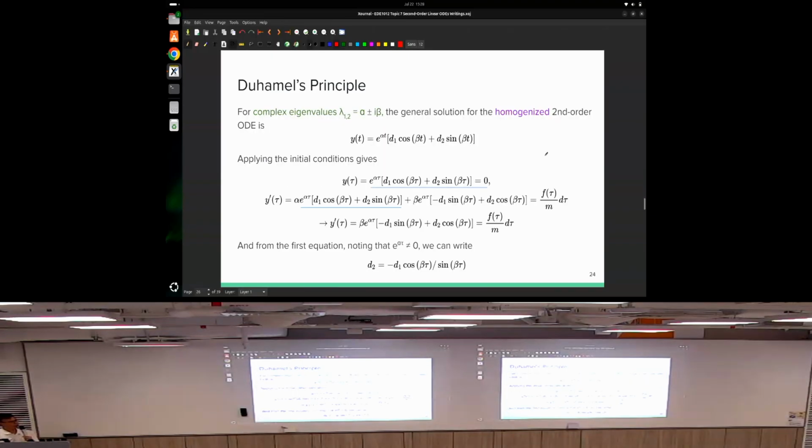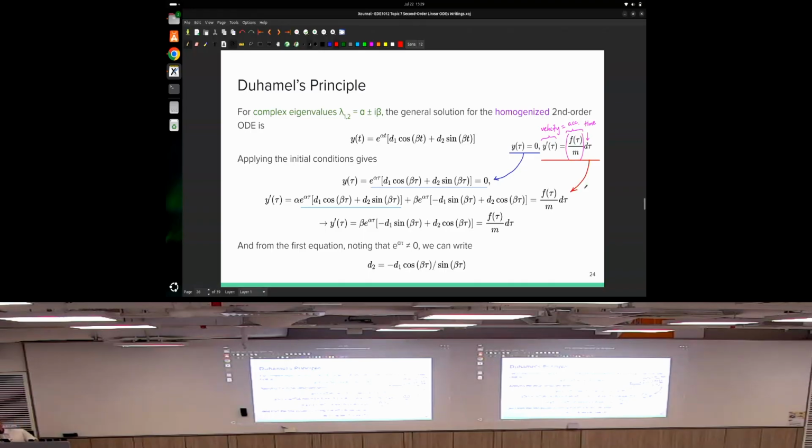Next, how about if your eigenvalues are complex? No big deal. Sub the complex eigenvalue into the general solution and you will get this. This one we discussed earlier already, right? We get our sinusoids. Now you apply the initial conditions. Once again, you have your initial conditions given here. The first initial condition gives you this, the second initial condition gives you this.